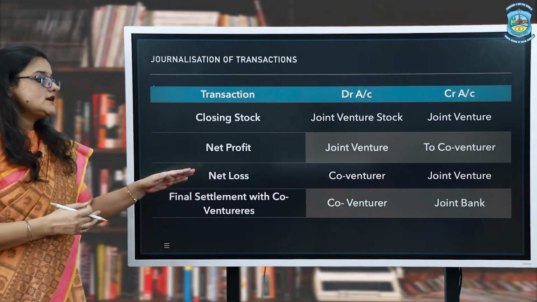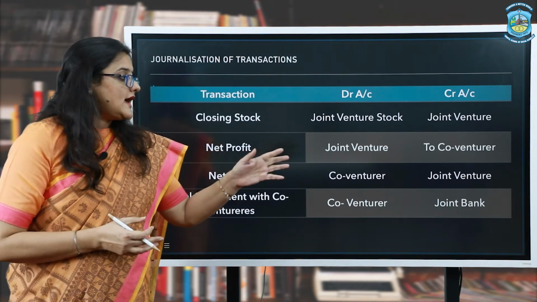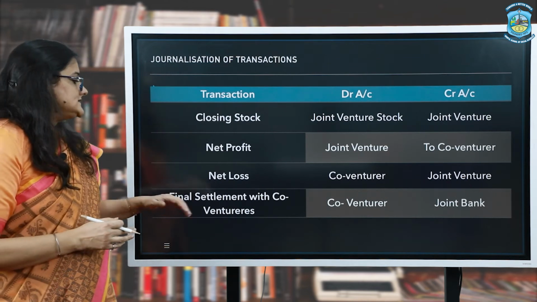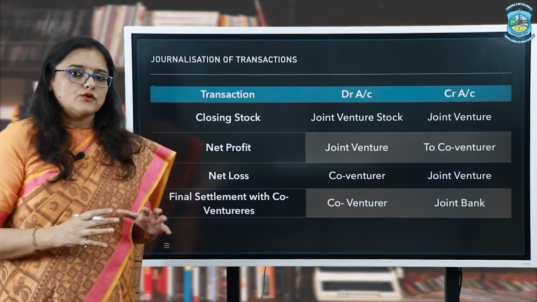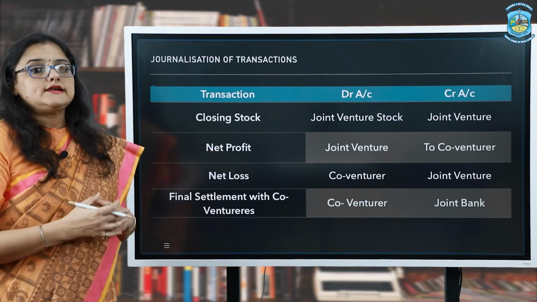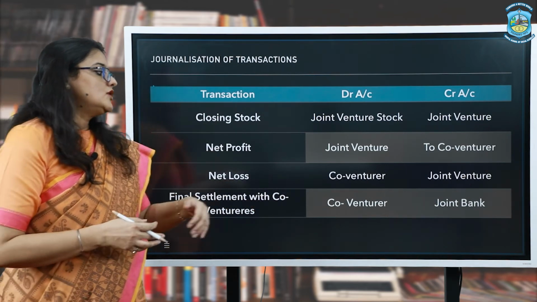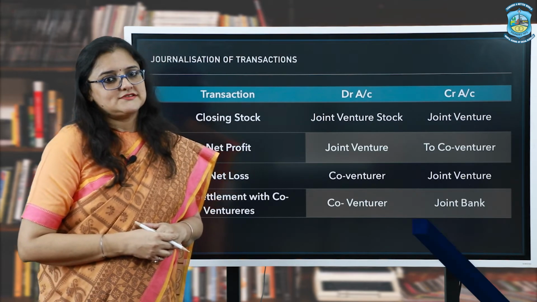And if there is a net loss, then the entry is just the opposite. Co-venturer's account will be debited and the joint venture account will be credited. And lastly, the final settlement of co-venturer is if the joint venture obligation is over, if the joint venture is complete, fulfilled, then the closure entry in which we are going to pay back the money to the co-venturers will be co-venturer's account debit to joint bank account.